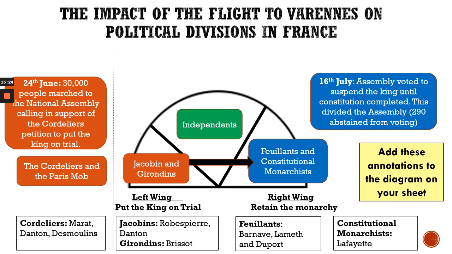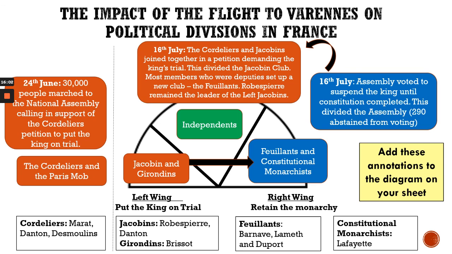Now, clearly not everybody in the assembly is going to want that to happen. Some people do, but as you can see from the percentages on the diagram there, they're not necessarily in the majority. So when they have a vote on the decision to suspend the king, this actually divides the assembly. So it wasn't a unanimous consensus view, and actually 290 of the deputies don't even vote, which shows how torn many people were and how difficult a decision this was.